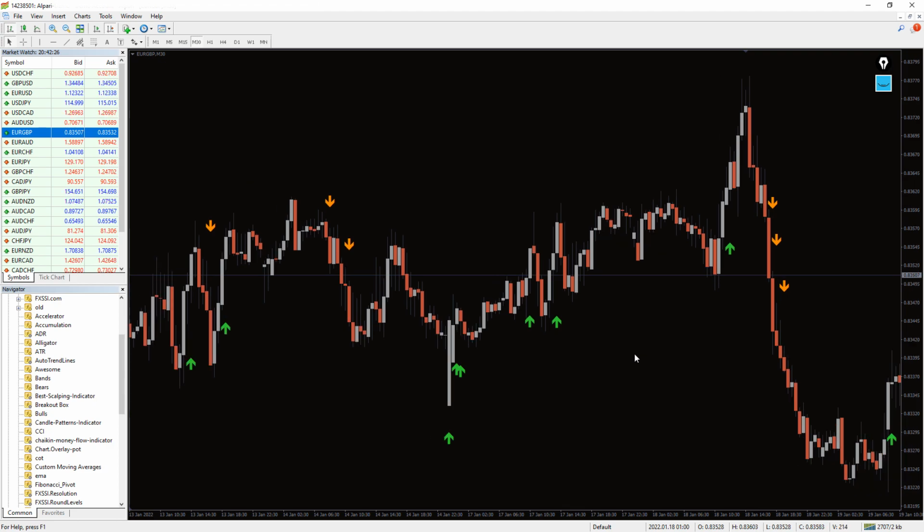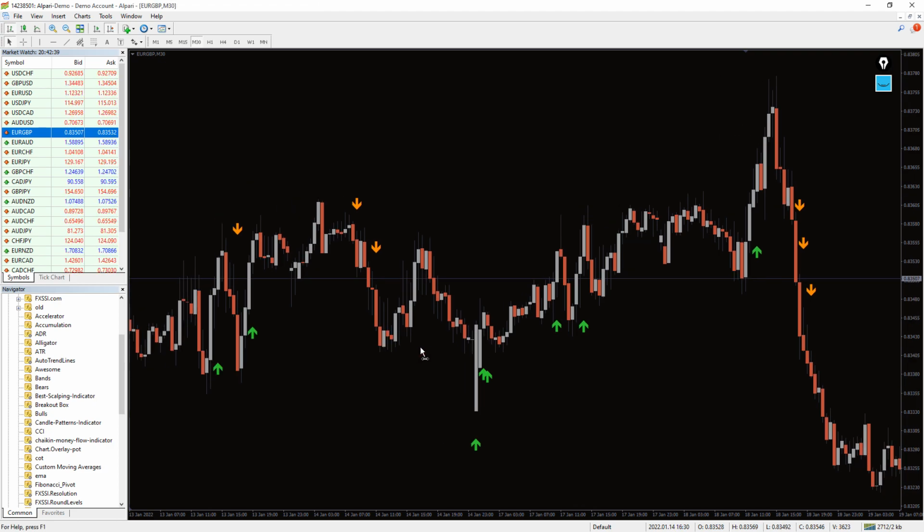To boost your trading strategy, you can combine the indicator with other technical analysis.